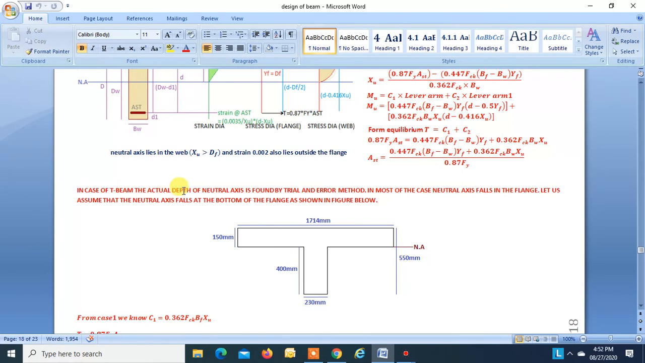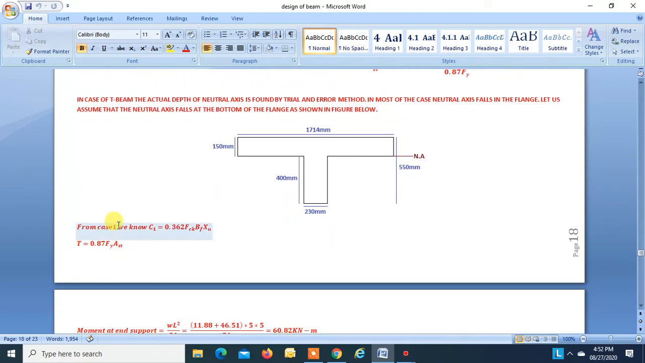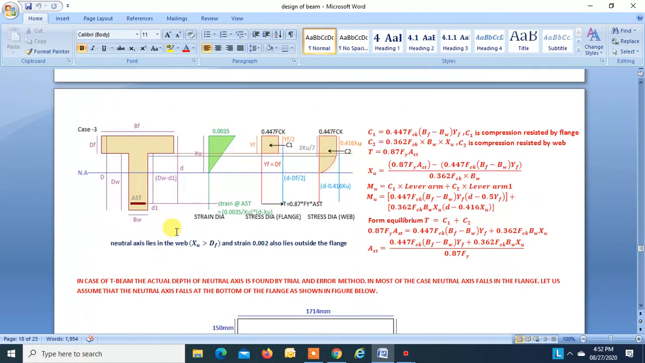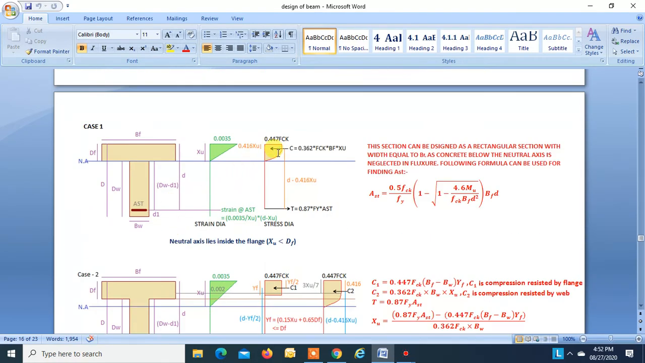In case of T-beam, the actual depth of neutral axis is found by trial and error method. In most of the cases, the neutral axis falls in the flange. Let's assume that the neutral axis falls at the bottom of the flange as shown in the figure. We are assuming that the neutral axis is falling over here, and we will try to find out in which case our actual neutral axis falls, right? So from case 1, we know C1, this is case 1. So this is our stress diagram. Here C is equal to 0.36 fck BF.